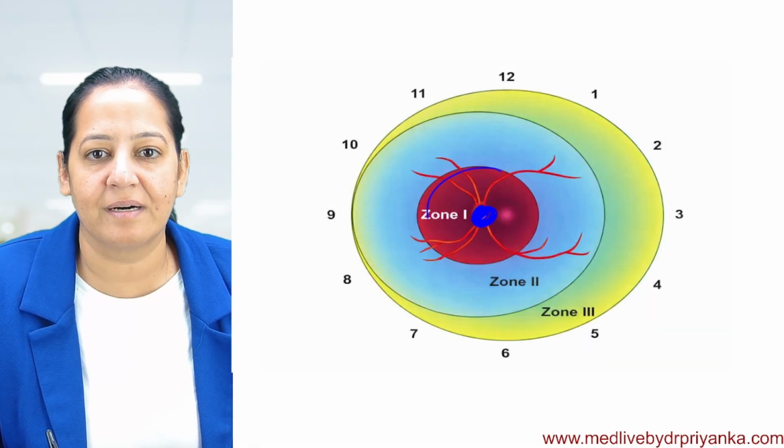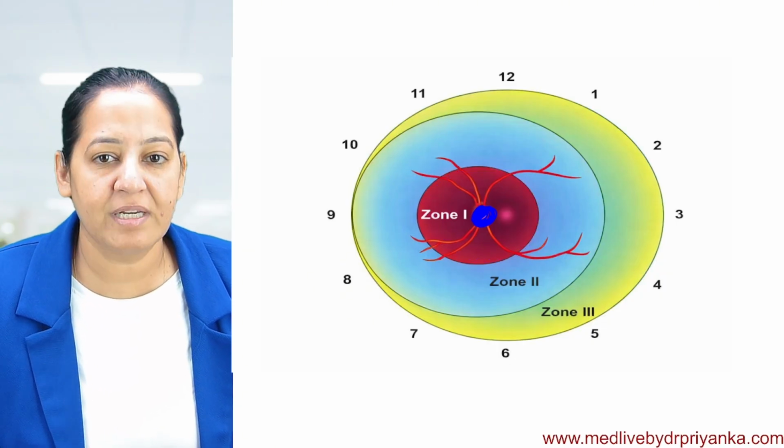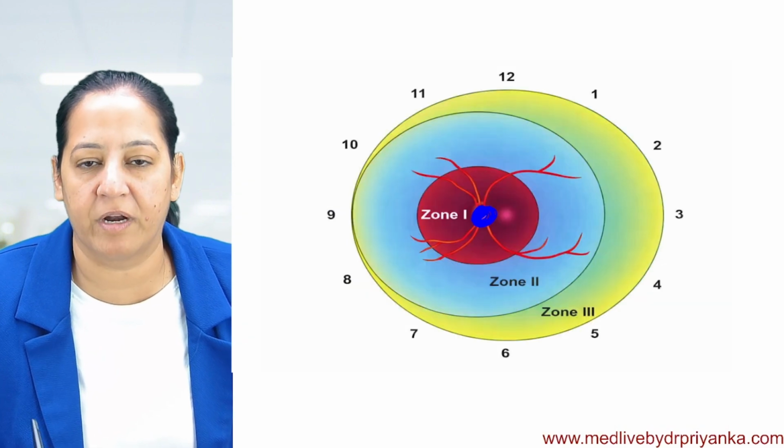Now we are making a circle, taking the optic disc as the center. What is the radius of the circle? The radius of this circle is twice the distance between the optic disc and fovea.